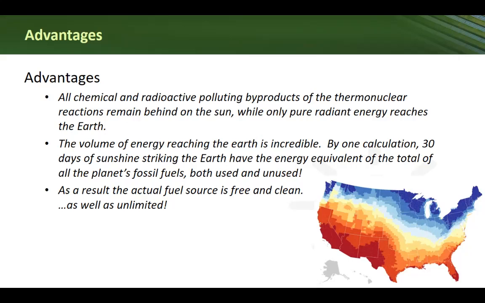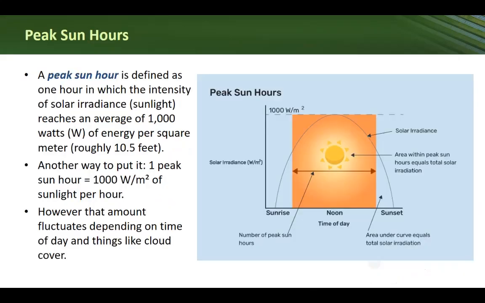Peak sun hours are an easy way to measure and compare the amount of sunlight between locations. Now, if you go ahead and take a look at a place like Oregon, we're going to have a lot less of these peak sun hours than you would, let's say, in California.